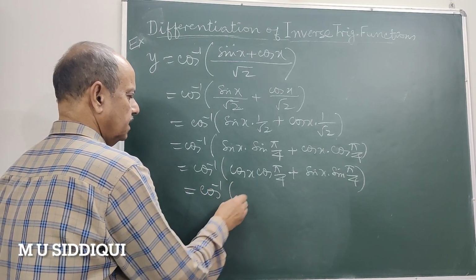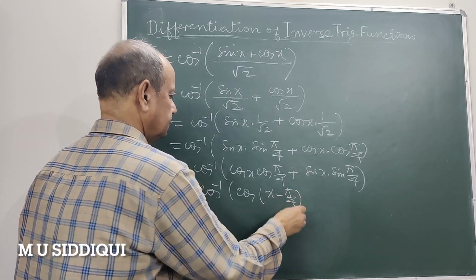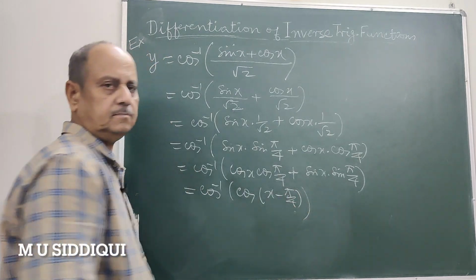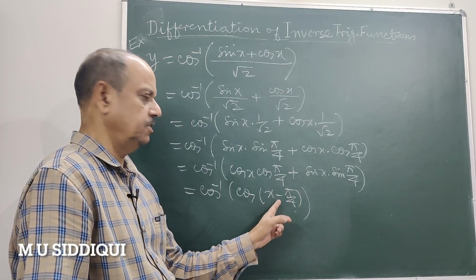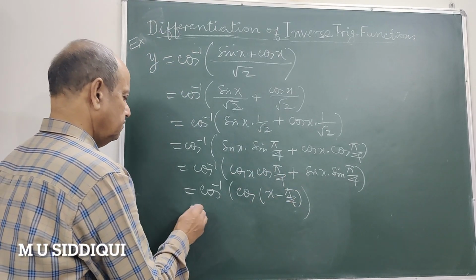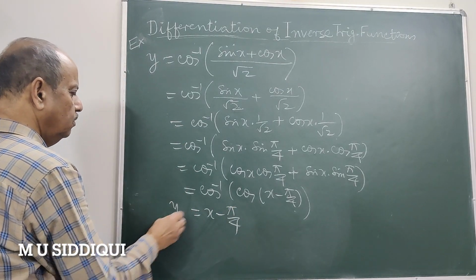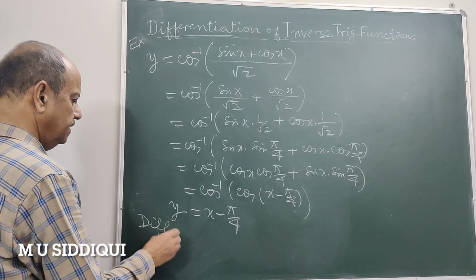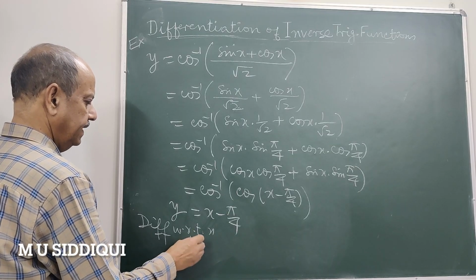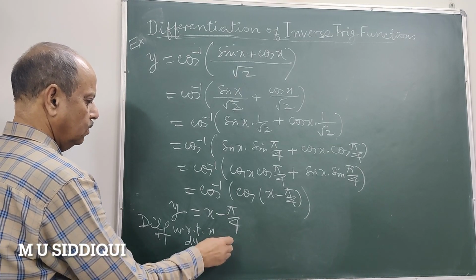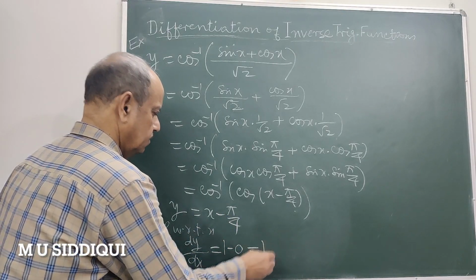So cos inverse, then it is cos of a minus b, that is x minus pi by 4. Recall that in the case of cos, when it is plus sign, this is negative. So cos inverse of cos will leave only that x minus pi by 4. Y is equal to that, only one step to differentiate with respect to x. dy dx equal to 1 minus 0, 1 for x, this constant, only 0, that is only 1.